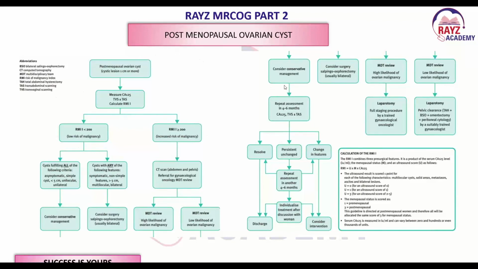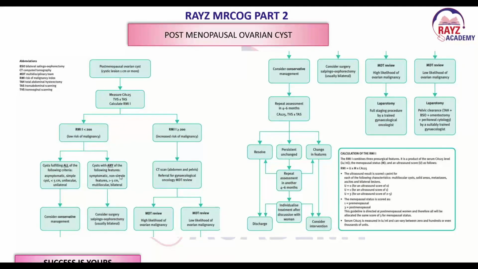So a postmenopausal ovarian cyst, if the cyst is 1 centimeter or more in size, we will offer the postmenopausal female CA-125, transvaginal scan with or without transabdominal scan and calculate her RMI score. If the RMI is less than 200, there is low risk of malignancy, and we will see what type of cyst is present. If the cyst has all these following criteria, that is, the cyst is asymptomatic, it is a simple cyst, it is less than 5 centimeter, it is unilocular, unilateral, then offer conservative management.